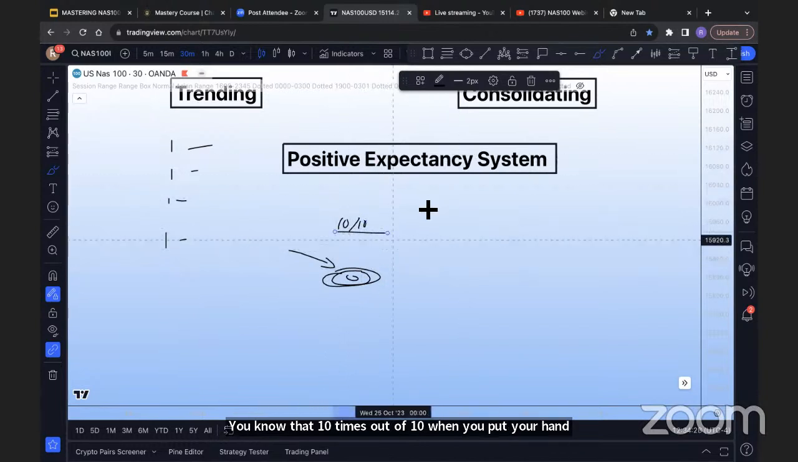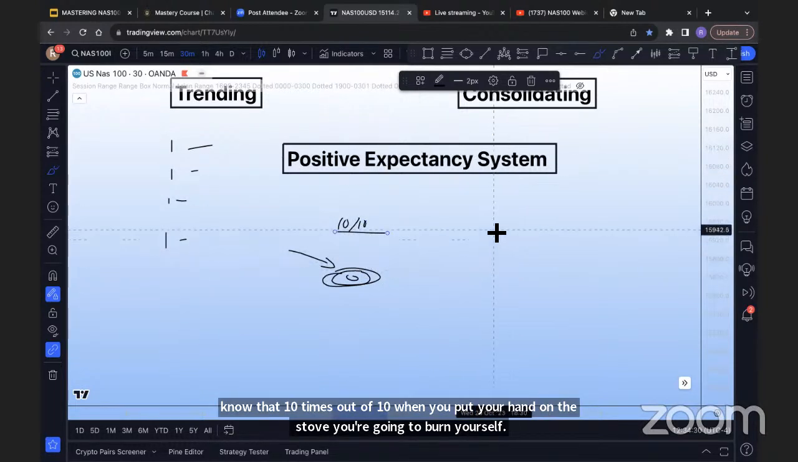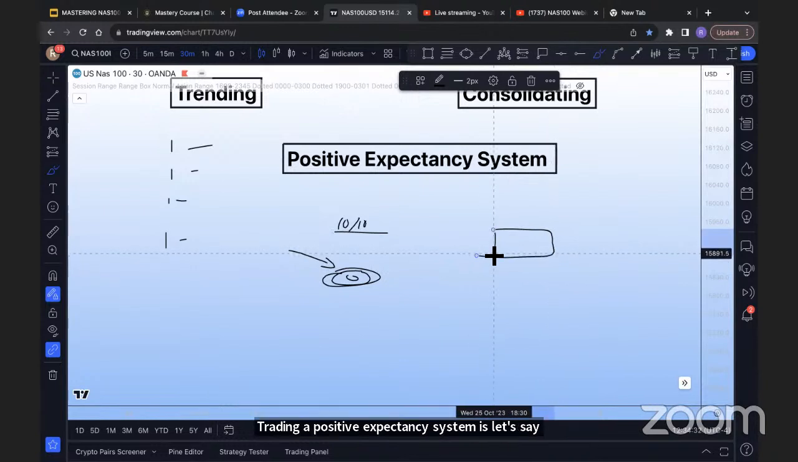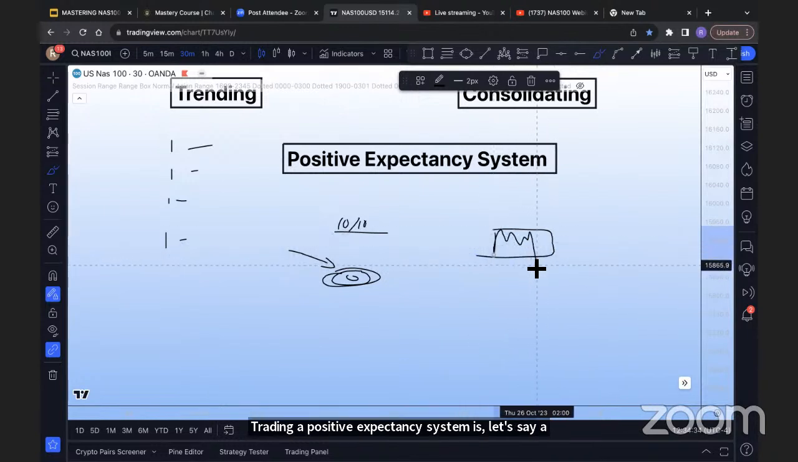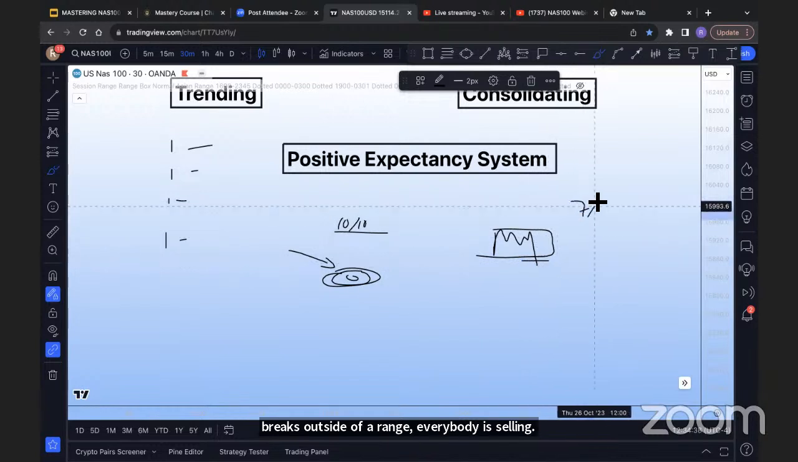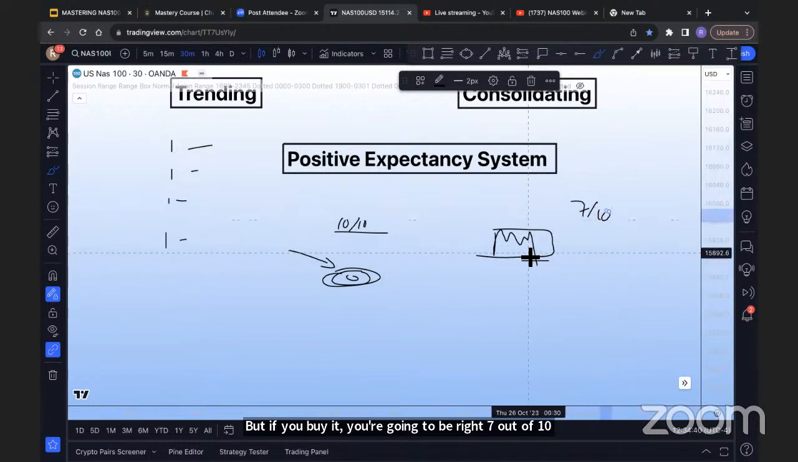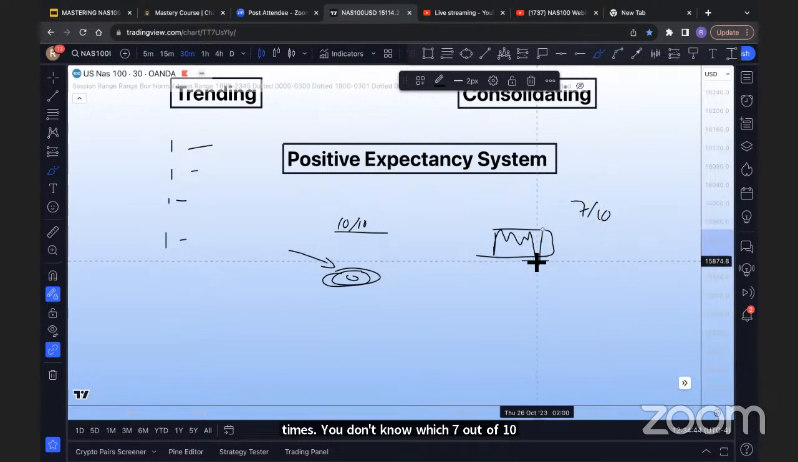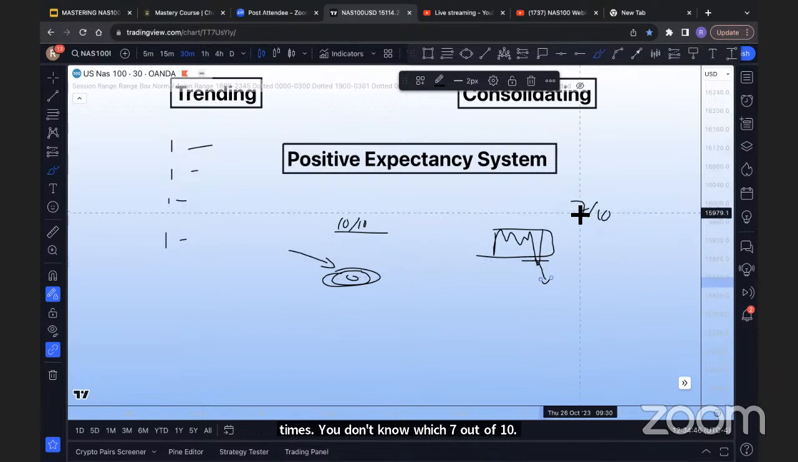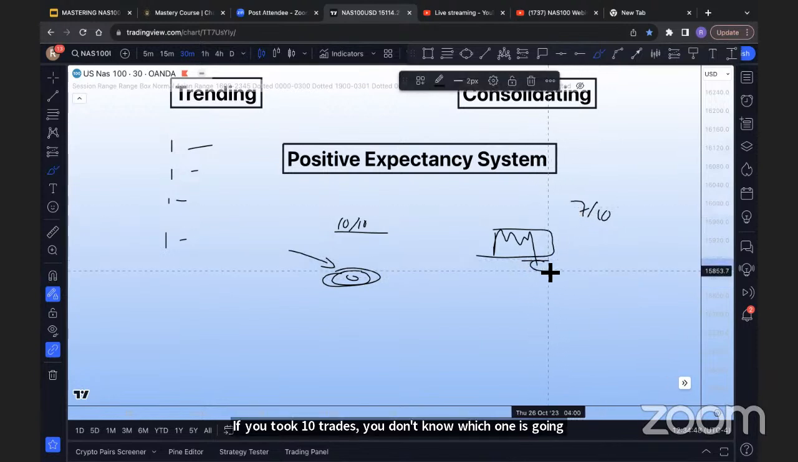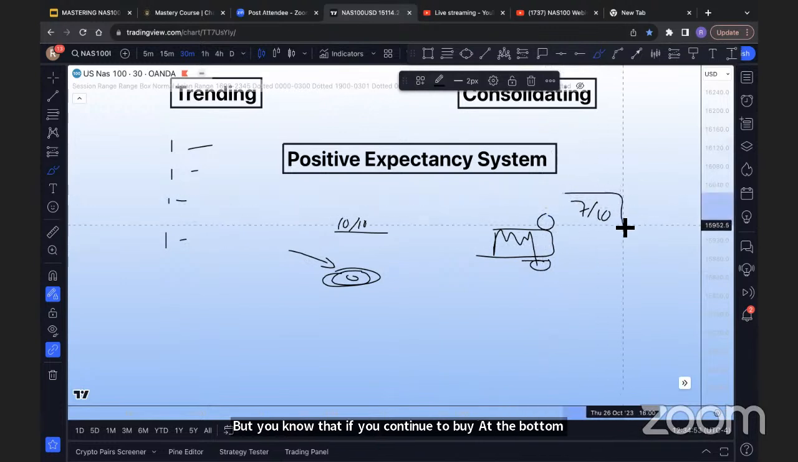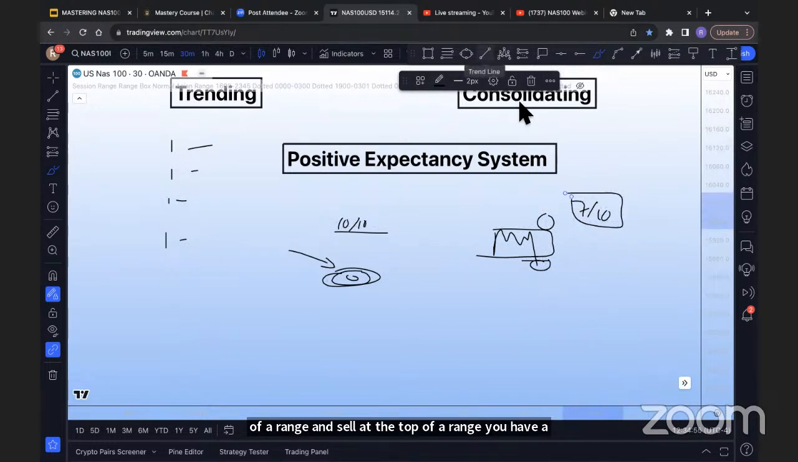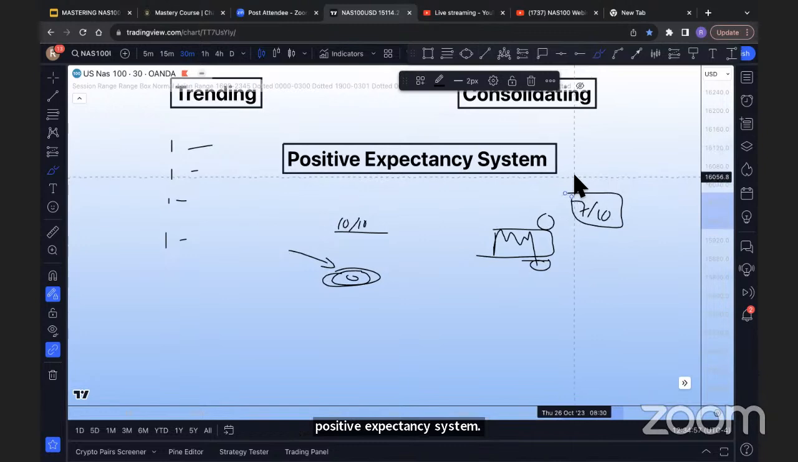In trading, a positive expectancy system is, let's say, a breakout. And you realize that whenever the market breaks outside of a range, everybody is selling. But if you buy it, you're going to be right 7 out of 10 times. You don't know which 7 out of 10. If you took 10 trades, you don't know which one is going to pop up and which one will continue down. But you know that if you continue to buy at the bottom of a range and sell at the top of a range, you have a positive expectancy system that's 70% profitable.